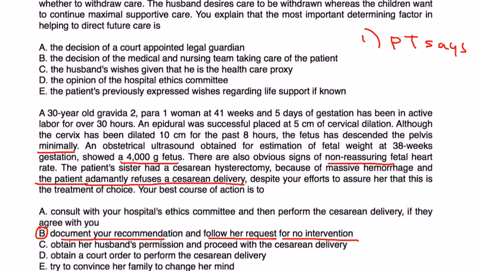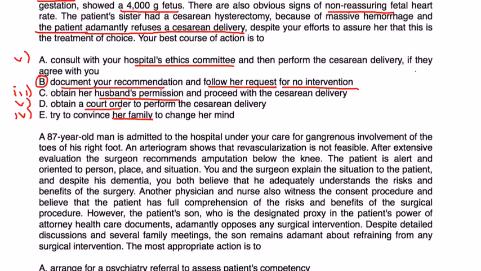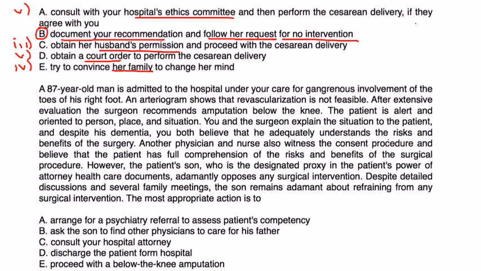If you go through these other choices, choice C would probably be next in line if she was unable to make decisions. Obtain her husband's permission, because that's the next of kin. Try to convince her family. Again, family is also next of kin, so that would be probably next in line. And then courts and hospital ethics committee are the last choice in the flow of decision making.